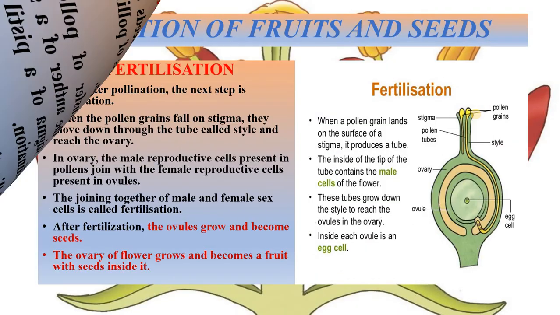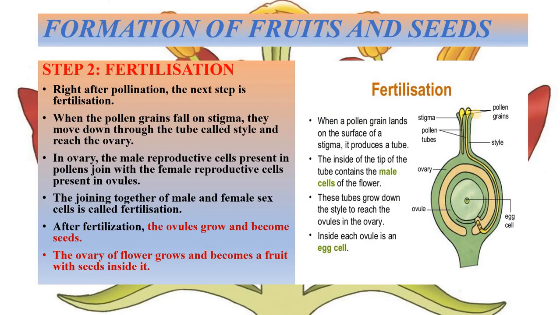Now, after pollination, the next step is fertilization. Right after pollination, the next step is fertilization. Now, all of you understand this carefully. What happens? When the pollen grain falls onto the stigma, it moves down through a tube called style and reaches the ovary. Now, here you see this diagram. This is the diagram of what? Female reproductive part, that is pistil. As I said, this part is stigma, this part is style, this part is ovary, and inside the ovary there is ovule.